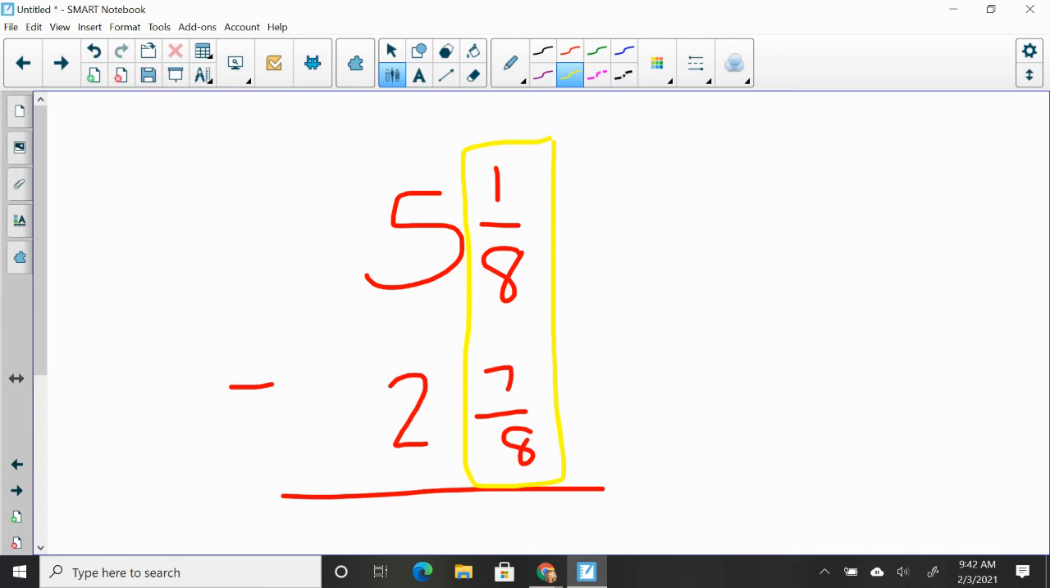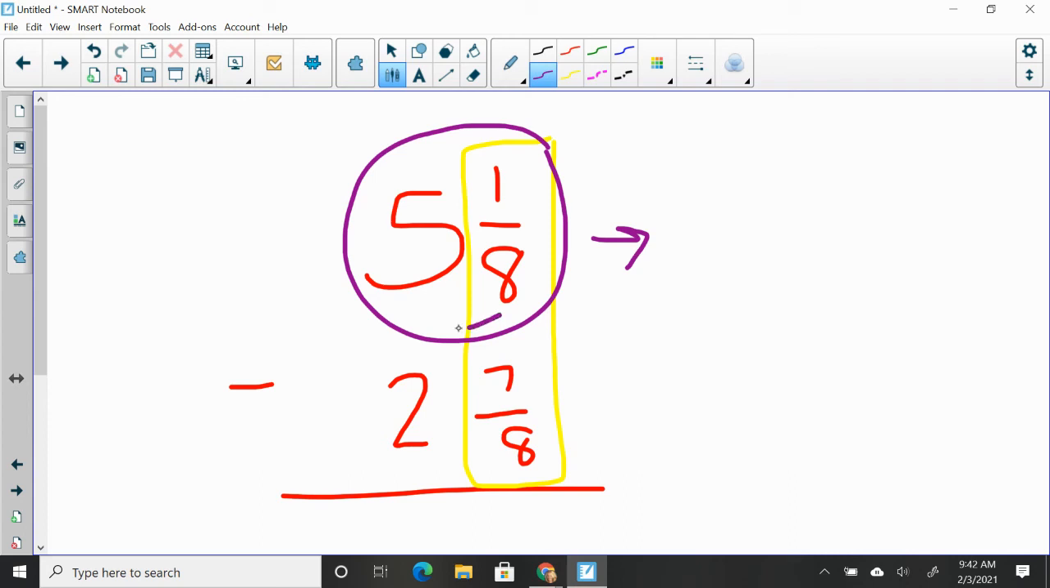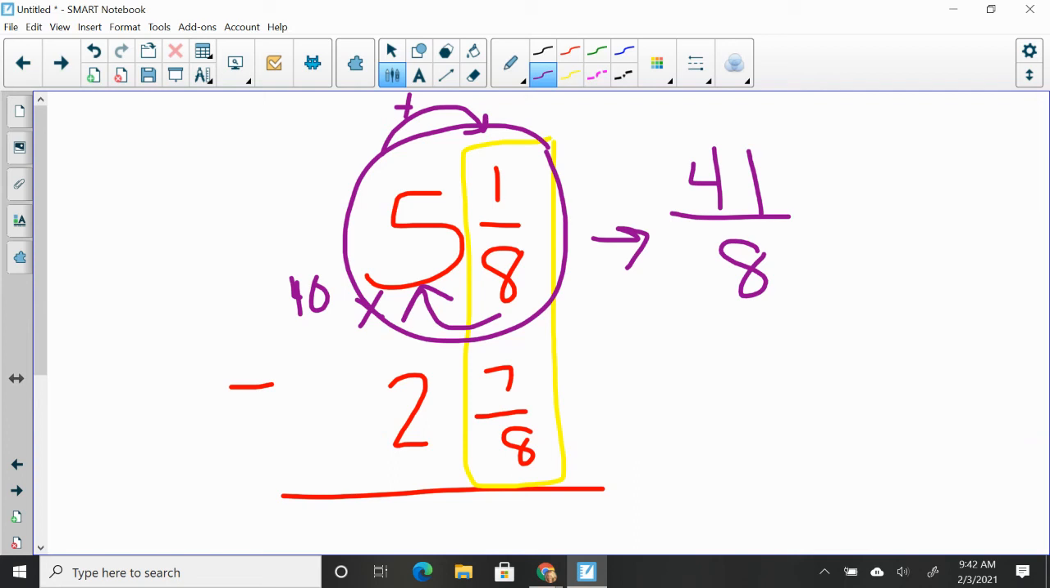The first strategy that I'm going to show you is we are going to change this mixed number right here into an improper fraction. So if I had 5 and 1/8, what is that going to look like as an improper fraction? 8 times 5 is 40, and 40 plus 1 more is 41. So that's going to give me 41/8. So 5 and 1/8 is the same thing as 41/8.